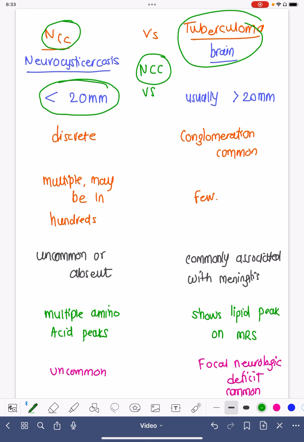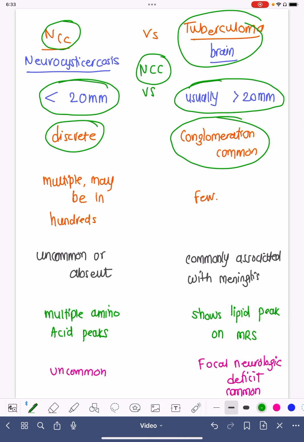Whereas for tuberculoma, the lesions may be very, very large and they are very commonly found to have more than 2 centimeter of size. In NCC, they are very discrete, usually, and they are in different locations. Whereas in tuberculoma, these are definitely discrete, but conglomeration is very common. So there can be two lesions which may fuse and may appear as a large lesion. Whereas in NCC, these are very, very discrete and usually located in different areas of the brain.